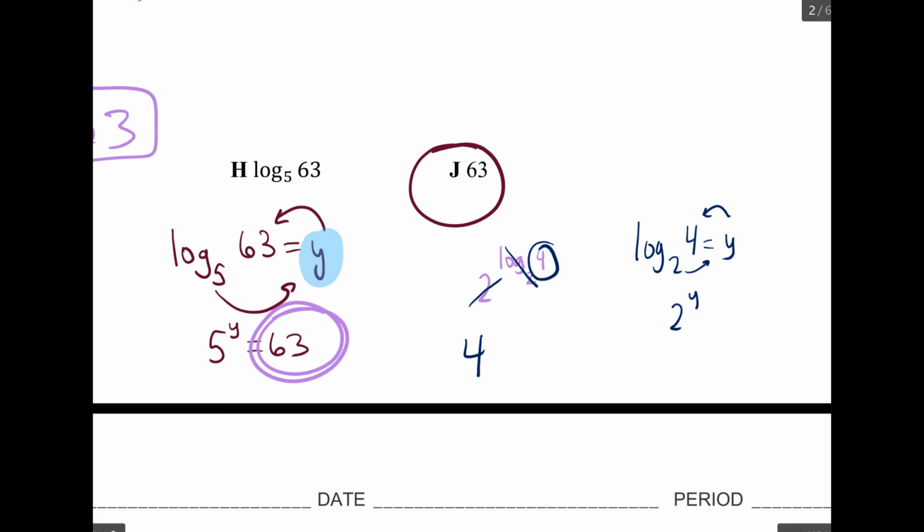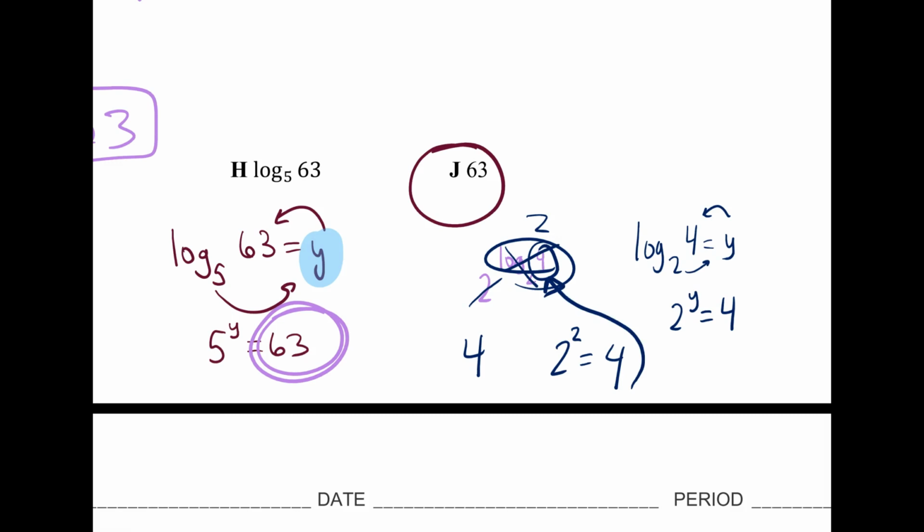2 to the y power equals 4. What is this y going to be? I'm going to replace this whole thing with just 2. So I have 2 to the second. What's that equal to? 4. Oh, so it literally goes back to itself. It's kind of like a mirror.